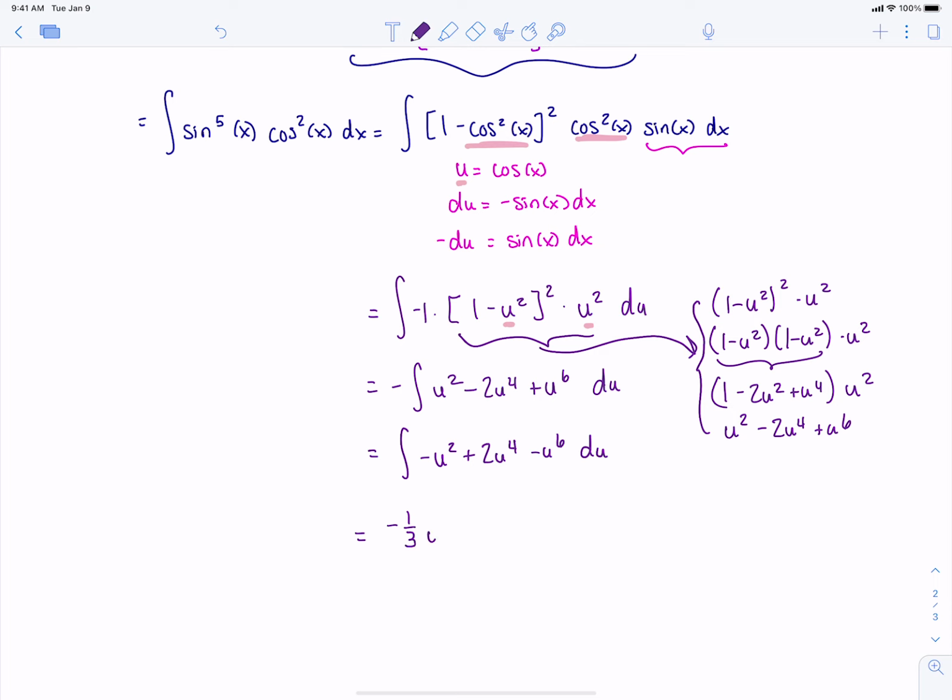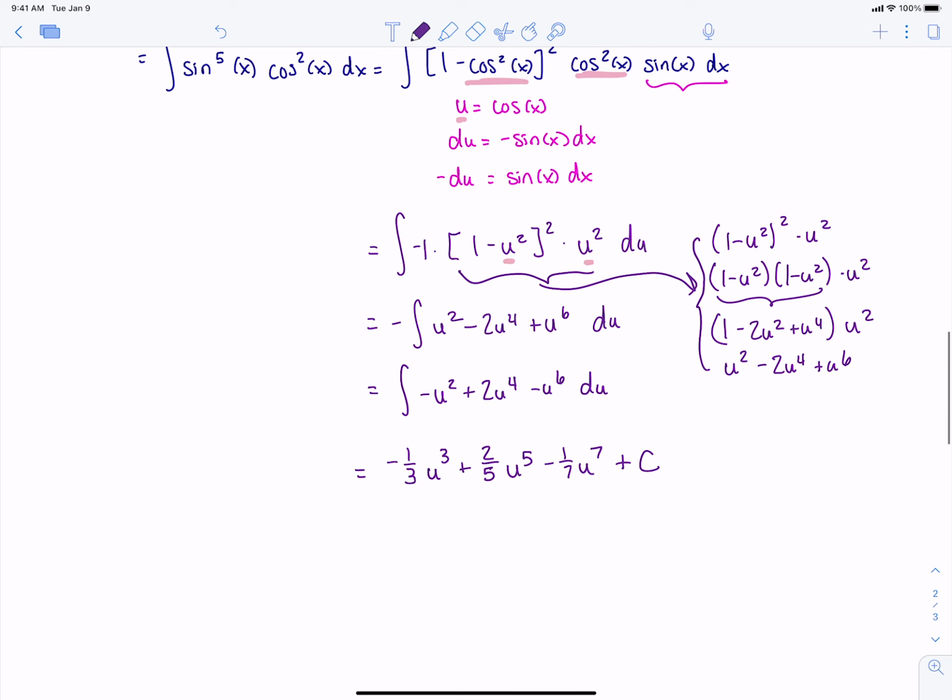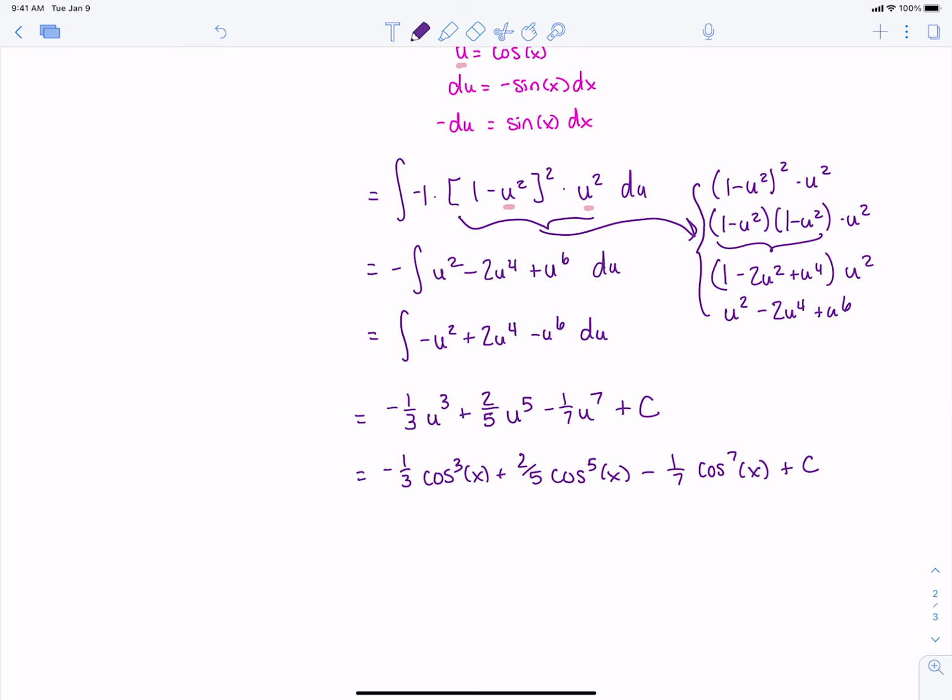And so we get negative 1/3 u to the third plus 2/5 u to the fifth minus 1/7 u to the seventh plus c. And you get a lot of these 1/3, 1/5, 1/7 with these types of trig integrals. And we're going to end up with negative 1/3 cosine cubed x plus 2/5 cosine to the fifth x minus 1/7 cosine to the seventh of x plus c. I think this would take us a little too long to check, but if you want a fun experiment in simplifying trig functions, I challenge you to take this derivative and make sure that we get back where we started.